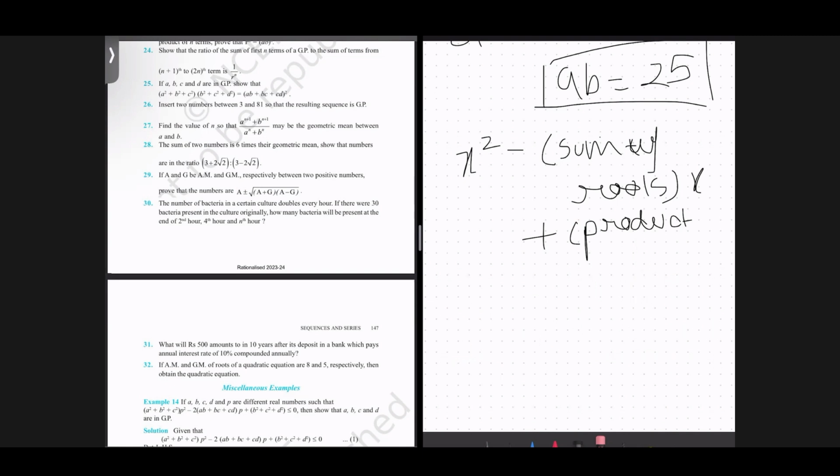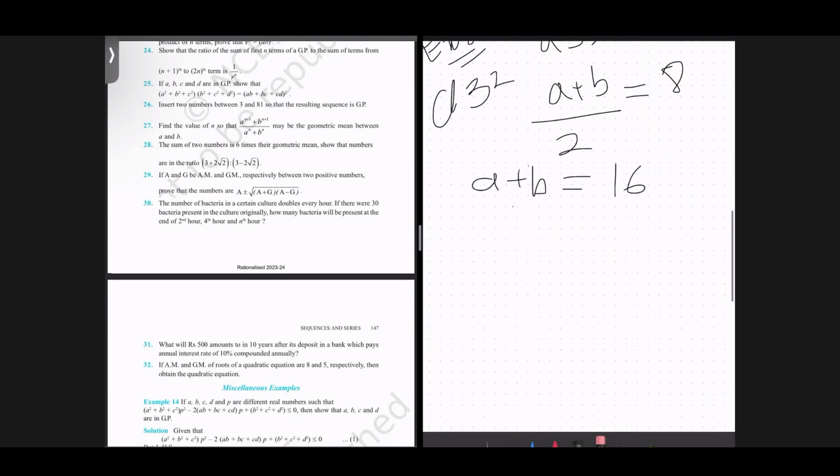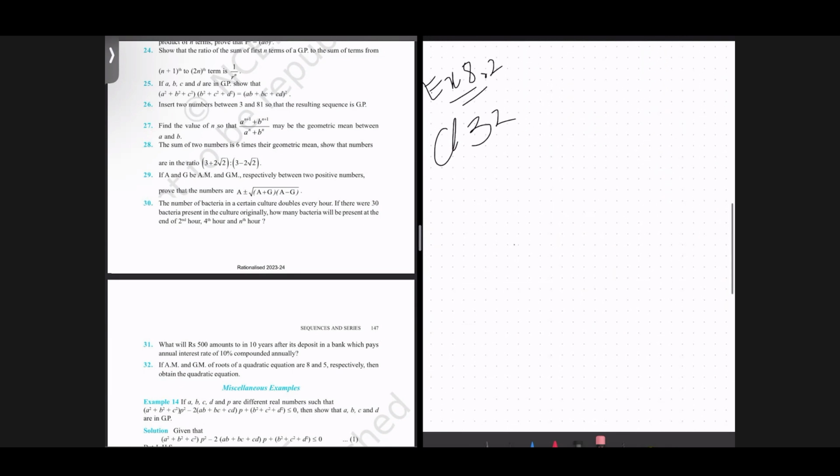we still have some time left in today's session. So without wasting any more time, we are going to jump to the miscellaneous exercise of this chapter, and we're going to see a couple of questions from that exercise as well, right? That is what we're going to do.